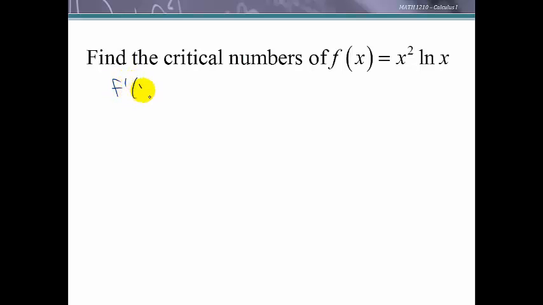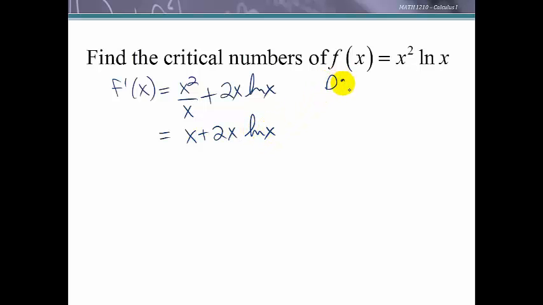So we've got f prime of x equals, we got a product, first times the derivative of the second plus the second times the derivative of the first. And so this derivative is x plus 2x ln x. Now first of all, let's look at the domain of the function. We have this natural log of x here, and so we have to have x greater than 0. So now looking at this derivative, if there's any places the derivative does not exist, well, for the domain of the function x greater than 0, this is defined everywhere there.